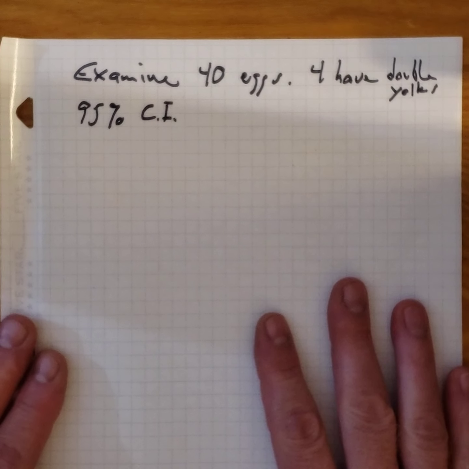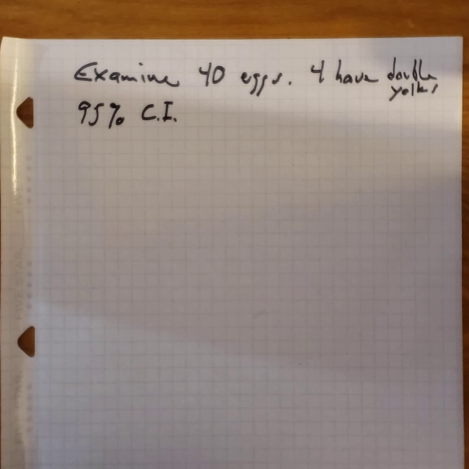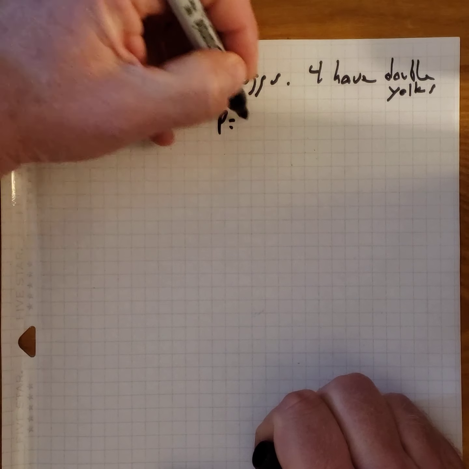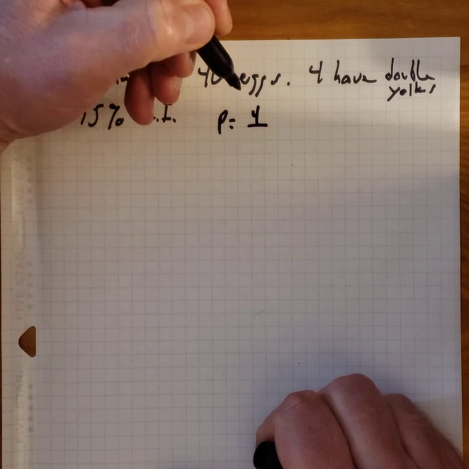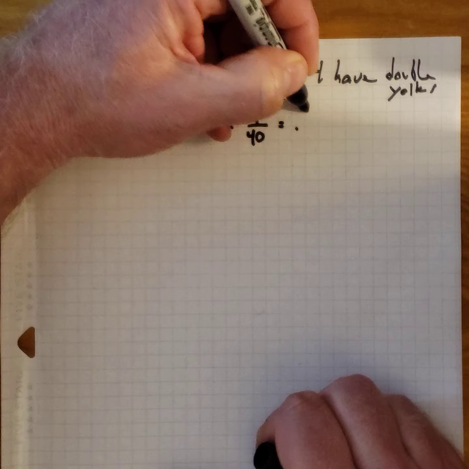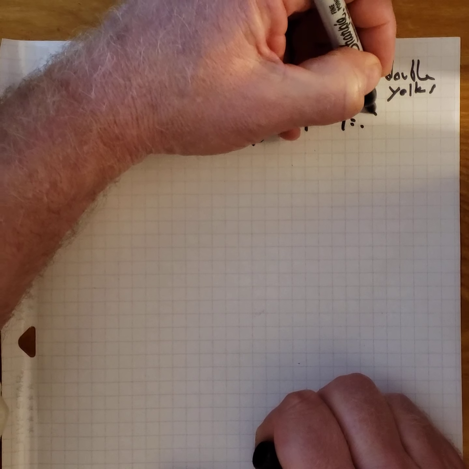Suppose we examined 40 eggs, and 4 of them had double yolks. Used to happen a lot more when I was a kid than it does today. Find the 95% confidence interval. Okay, so we start by finding p. That's going to be the number of successes out of the total number. So in this case, it's going to be 0.1, which means that q, of course, will be 1 minus that, or 0.9.